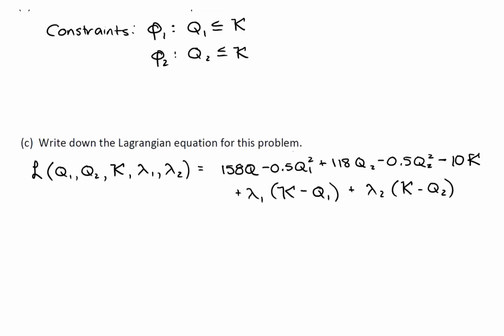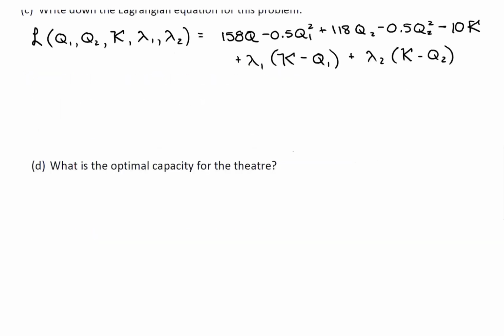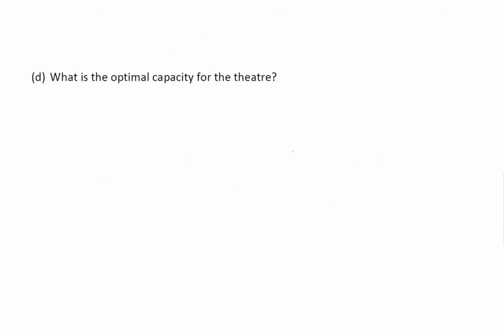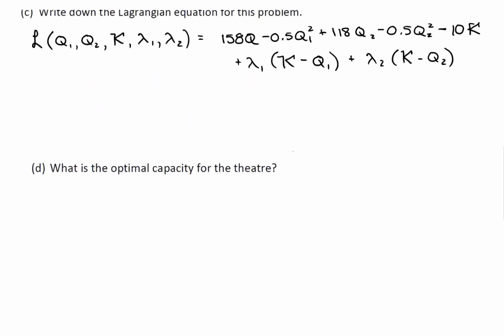So we've got a Lagrange equation now. Next step, what is the optimal capacity for the theater? Okay, so now this is where it's going to get tricky. So first thing we're going to do is we're going to take all of our derivatives.